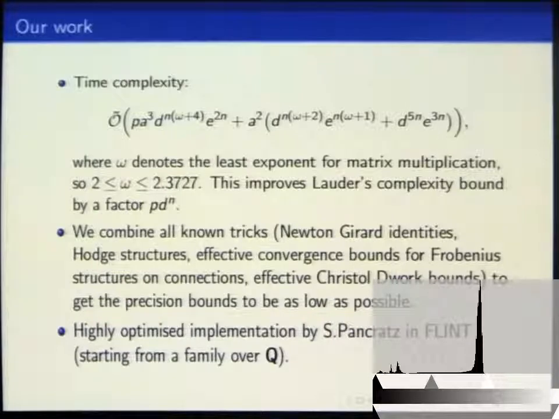Okay, so that's one reason why it might be interesting to read our paper, because the complexity is a bit better. What is another reason? Well, because we collect all of the known tricks.